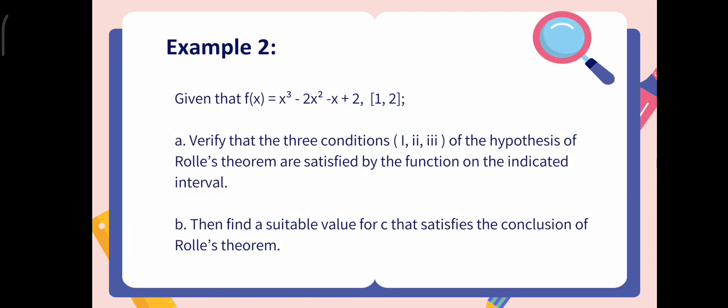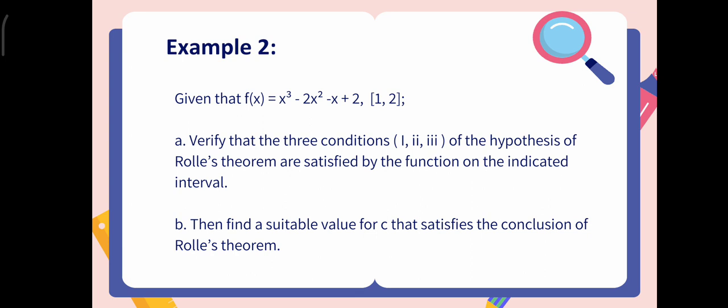So, let us have another example. You may pause the video and join again. Given f of x is equal to x cubed minus 2x squared minus x plus 2 and the closed interval [1, 2], we're going to do the same process: verify the three conditions of Rolle's theorem, and also find the suitable value of c that satisfies the conclusion of Rolle's theorem. You may pause the video if you want to join.